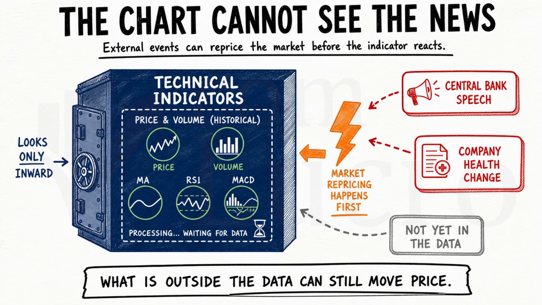Here's the key difference. Technical indicators don't see the outside world. They won't tell you that a central bank is about to speak, or that a company's financial health has changed, even though those events can reprice a market instantly. Relying only on them can leave you exposed to information the chart hasn't reacted to yet.